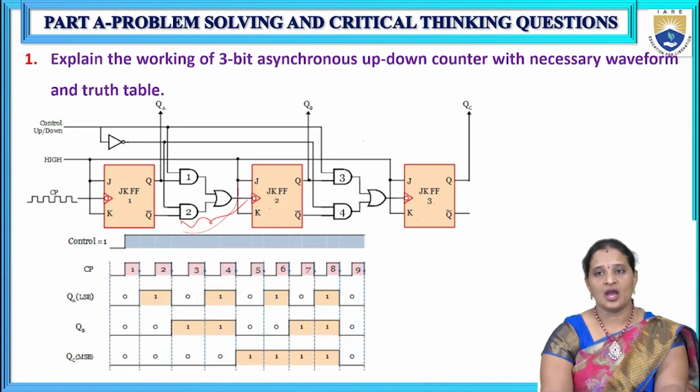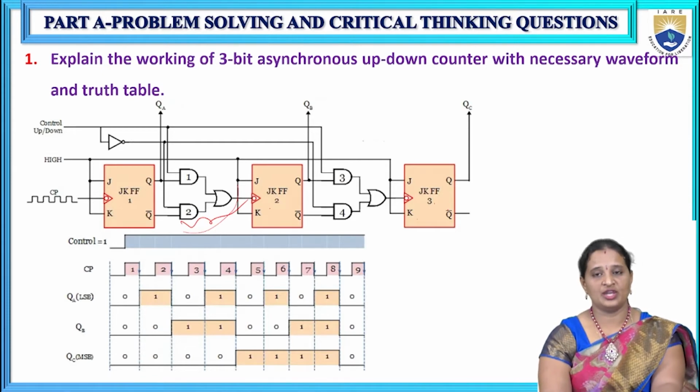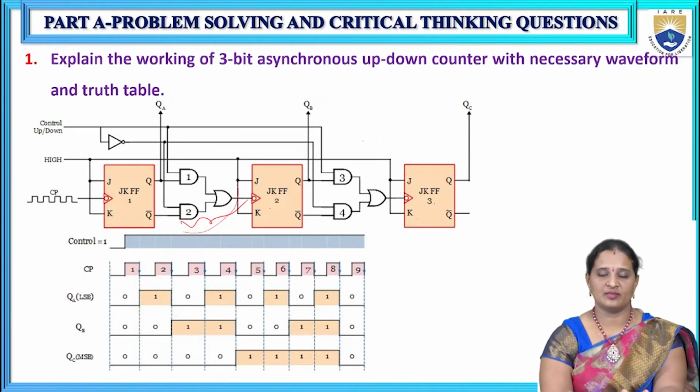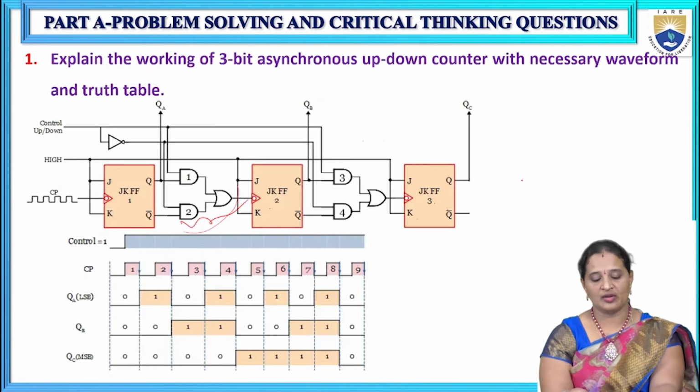So this is the 3-bit asynchronous up down counter, where it can count the pulses in incremental order as well as decremental order. Just mention a few points about the operation of this one, and then draw the timing diagram.